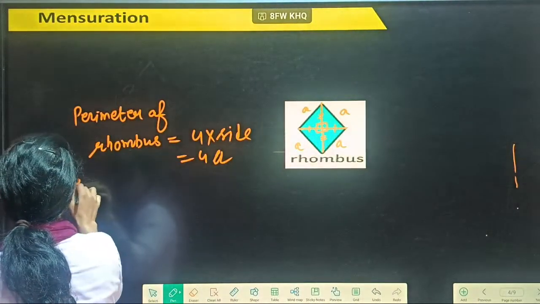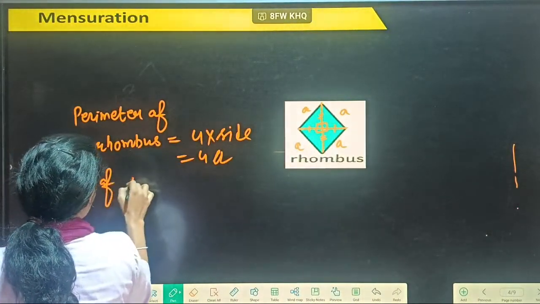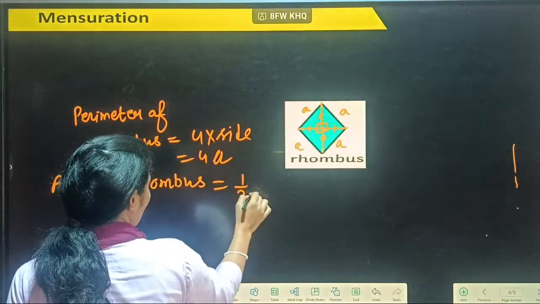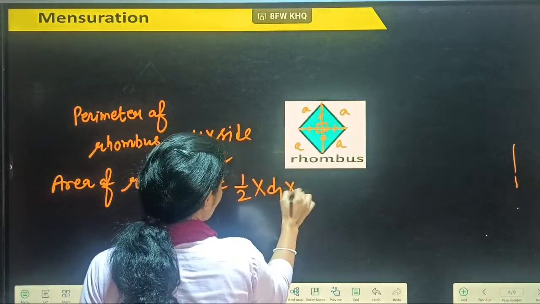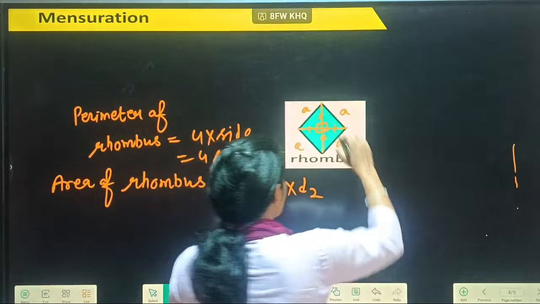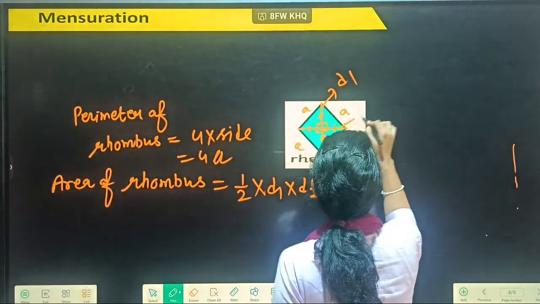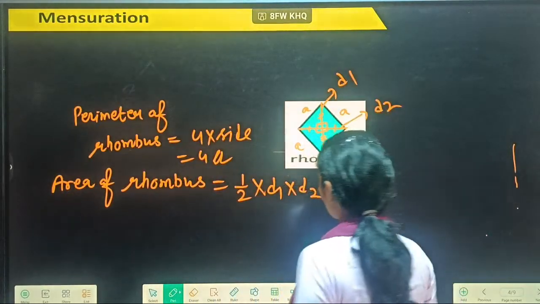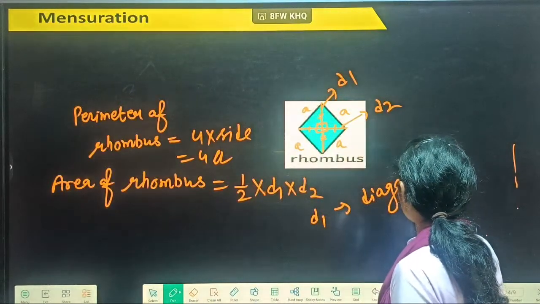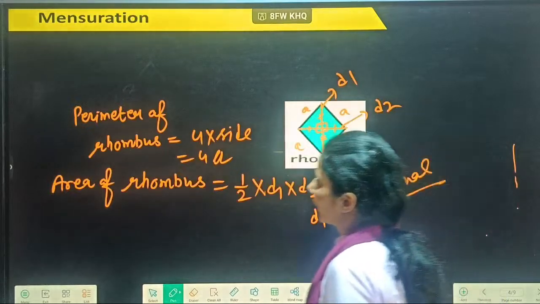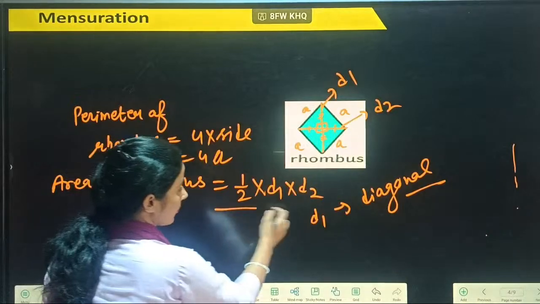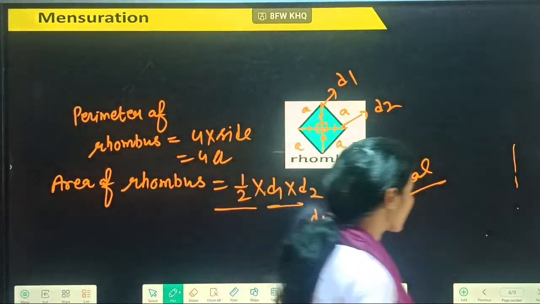Area of a rhombus is 1 by 2 into D1 into D2. D1 and D2 mean, say this is diagonal 1 and this is diagonal 2. D stands for diagonal. Area of a rhombus will be 1 by 2 into D1 into D2. And D stands for diagonal.